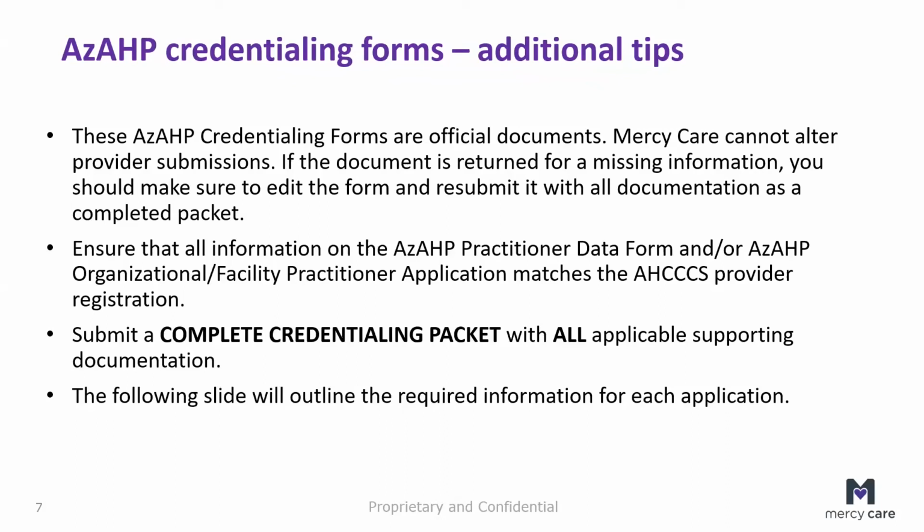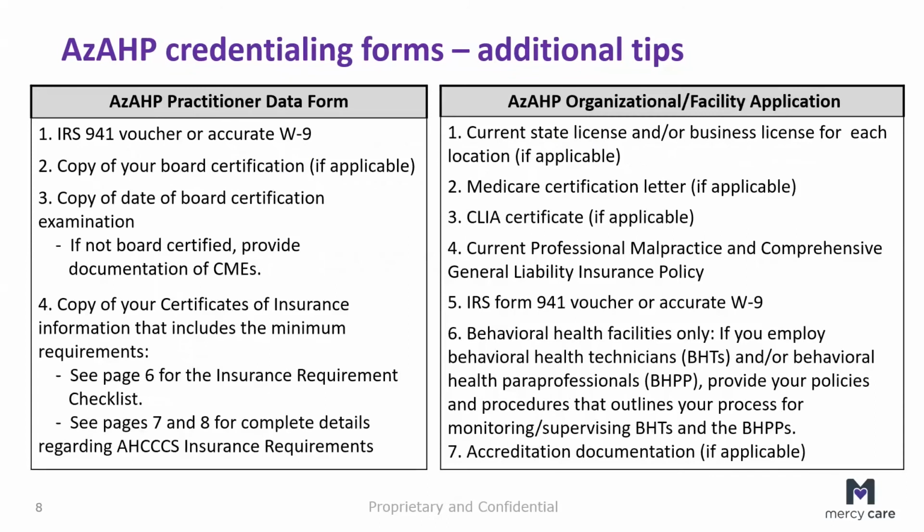Ensure that all information on the AzAHP practitioner data form or the AzAHP organizational facility practitioner application matches the AHCCCS provider registration. The following slides are going to outline the required information for each of those applications. The required forms for the AzAHP credentialing form. For the AzAHP practitioner data form, we ask that you also include a copy of your IRS 941 voucher or accurate W-9, a copy of your board certifications if applicable, a copy of the date of board certification examination. If not board certified, provide documentation of CMEs.